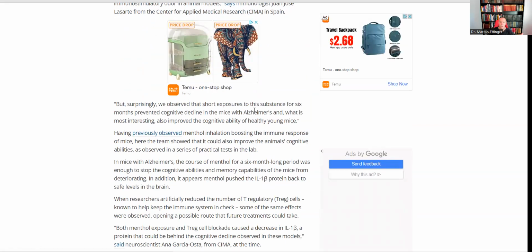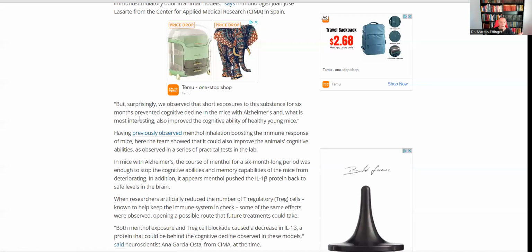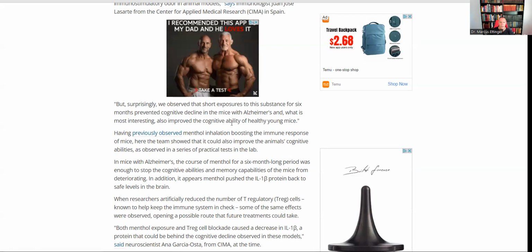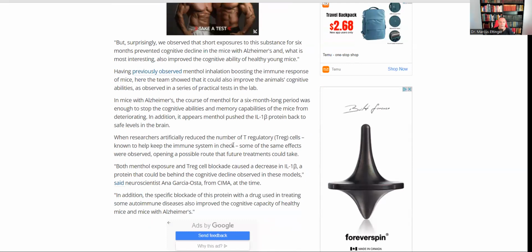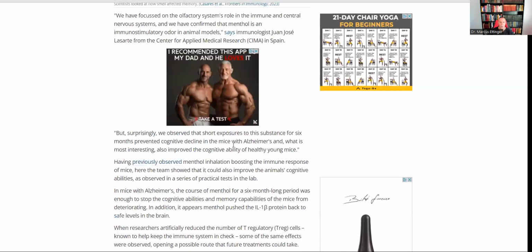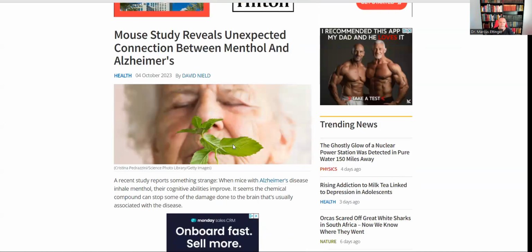Surprisingly, we observed that short exposures of the substance for 6 months prevented cognitive decline in the mice with Alzheimer's, and, most interesting, also improved the cognitive ability of healthy young mice. Now, I'm not saying that it's not the menthol. Menthol actually may have something to do with it. What I'm looking at is this.